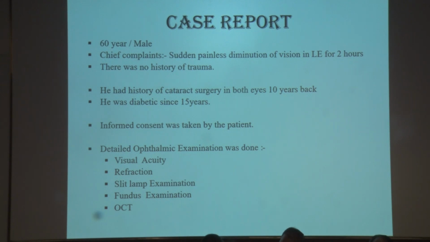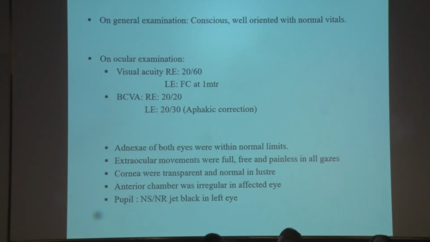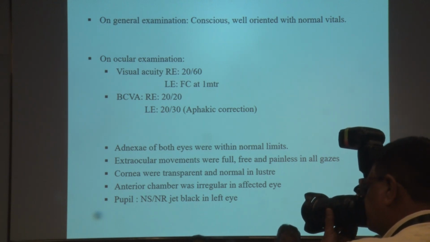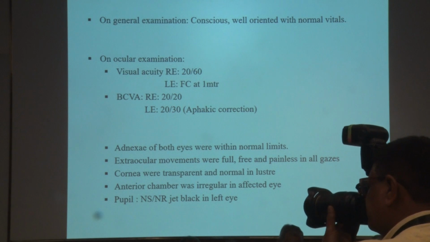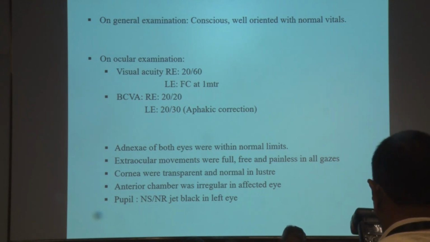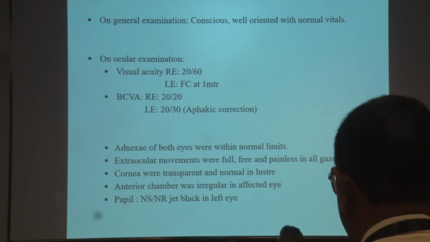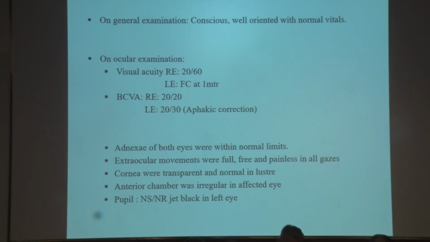So we performed a detailed ophthalmic examination. On general examination, the patient was well conscious, well oriented with normal vitals. On ocular examination, his visual acuity in the right eye was 20/60, and in the left eye it was finger counting at 1 meter. When the BCVA was performed, the visual acuity in the right eye was 20/20, and in the left eye it was 20/30, with aphakic corrections.